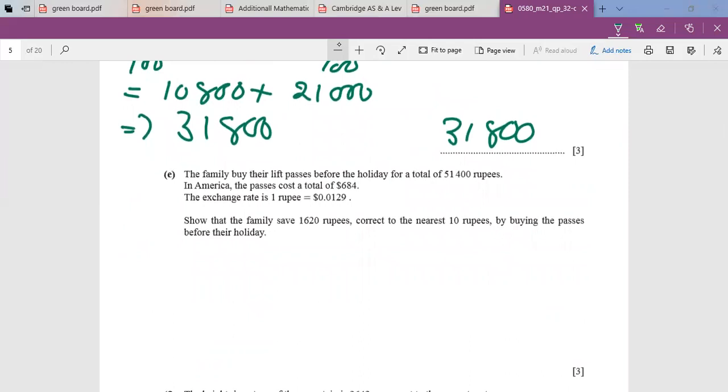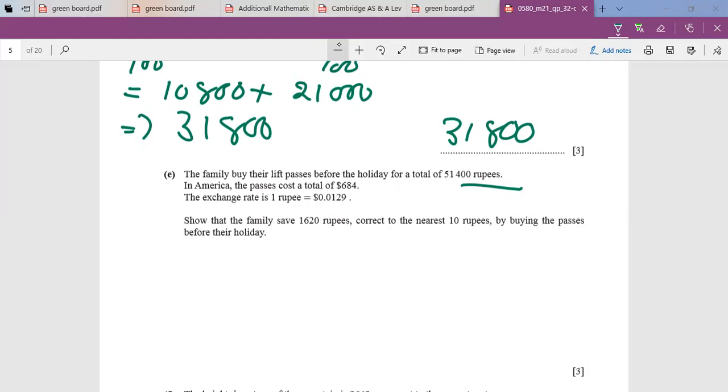Okay, E. A family buy their lift passes before the holiday for a total of 51,400 rupees. In America, the passes cost a total of 684 dollars. The exchange rate is 1 rupee to 0.0129 dollars. Show that the family save 1,620 rupees, correct to the nearest 10 rupees, by buying the passes before the holiday.